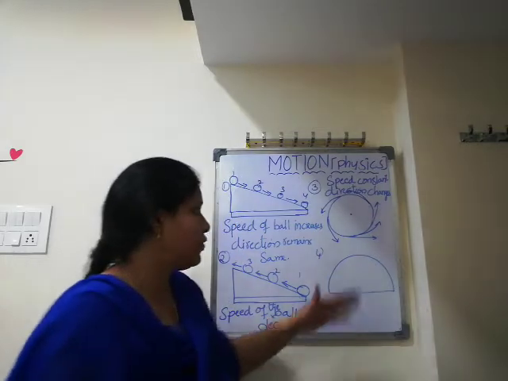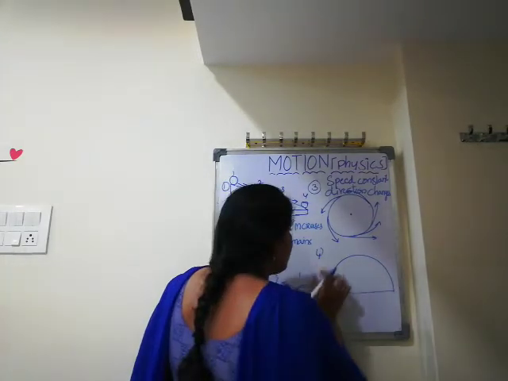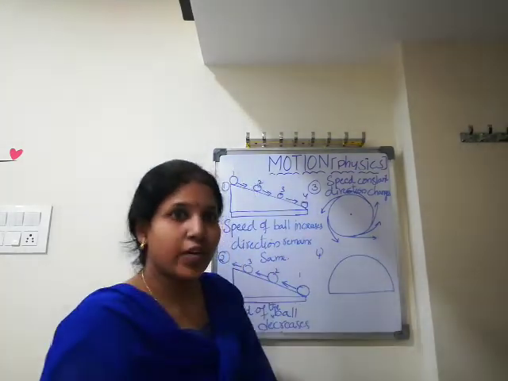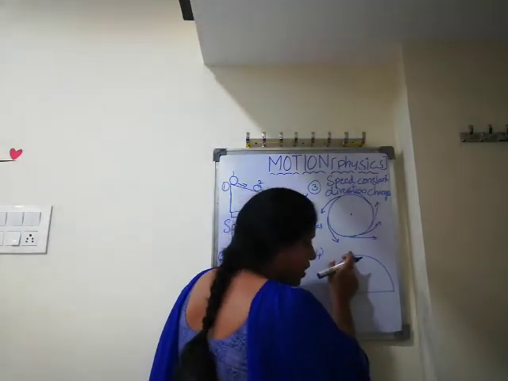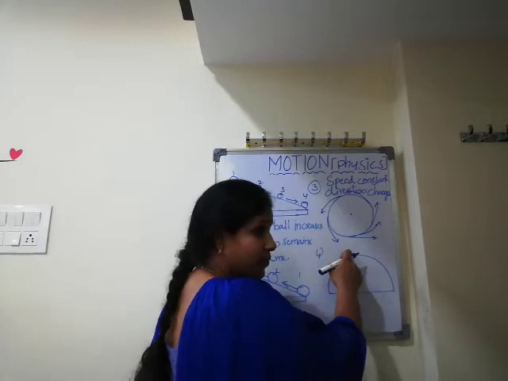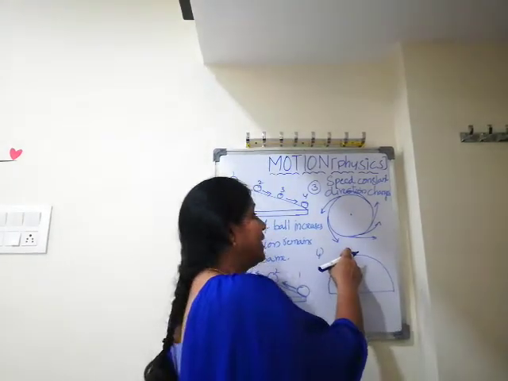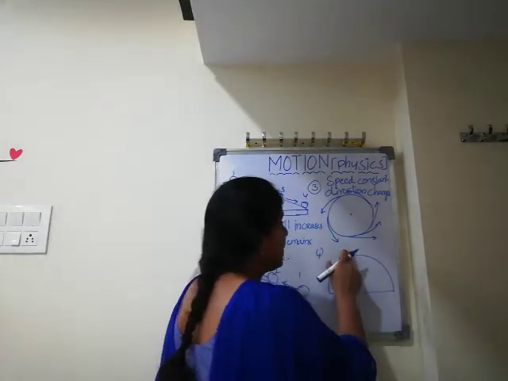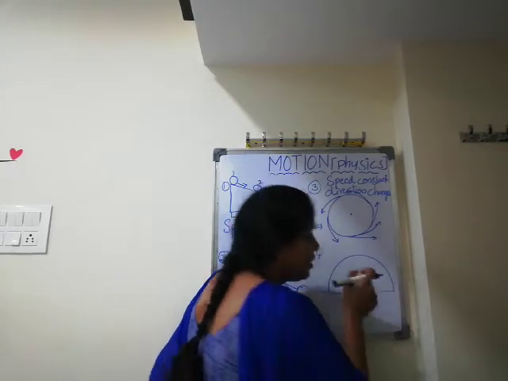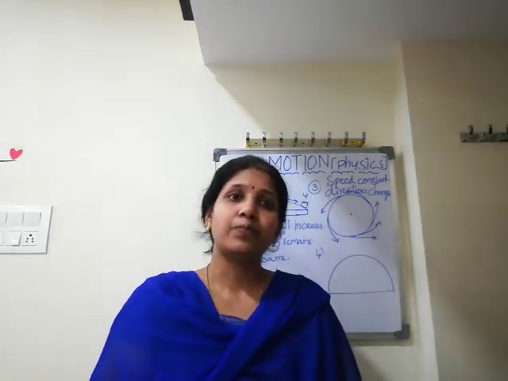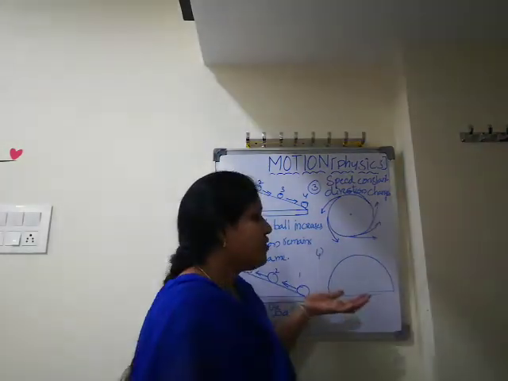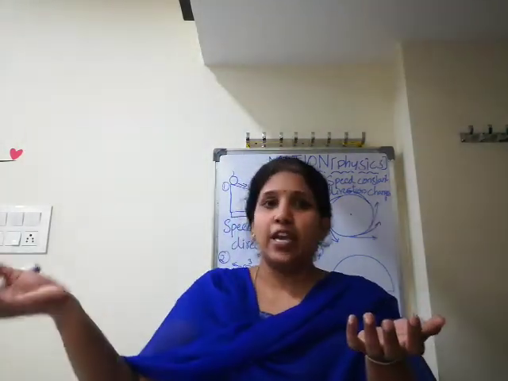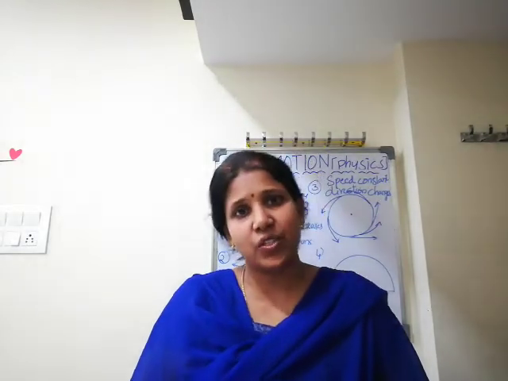Next one. Fourth example. When an object is thrown into the air, what happens? Whenever it is moving in upward direction, what happens? Speed decreases. Whenever it is coming into the downward direction, speed increases. So we can say that whenever an object is thrown into the air, speed of that object changes.